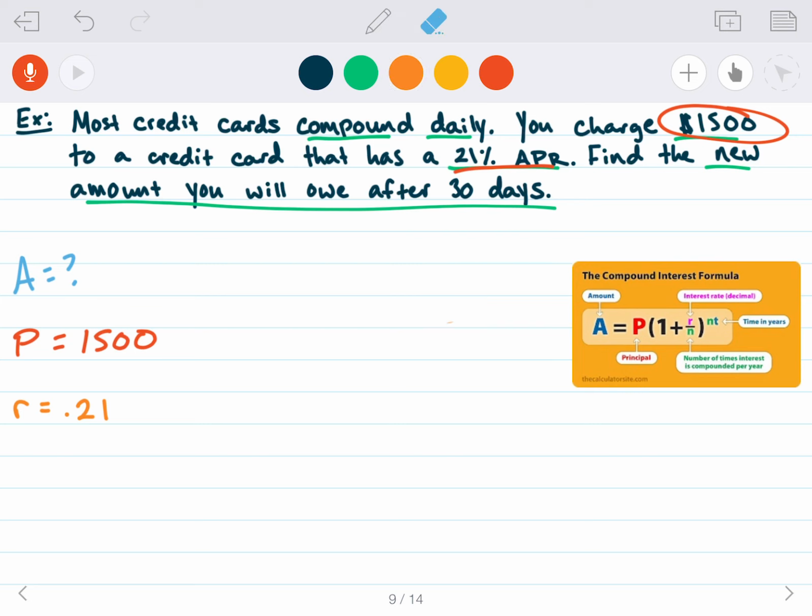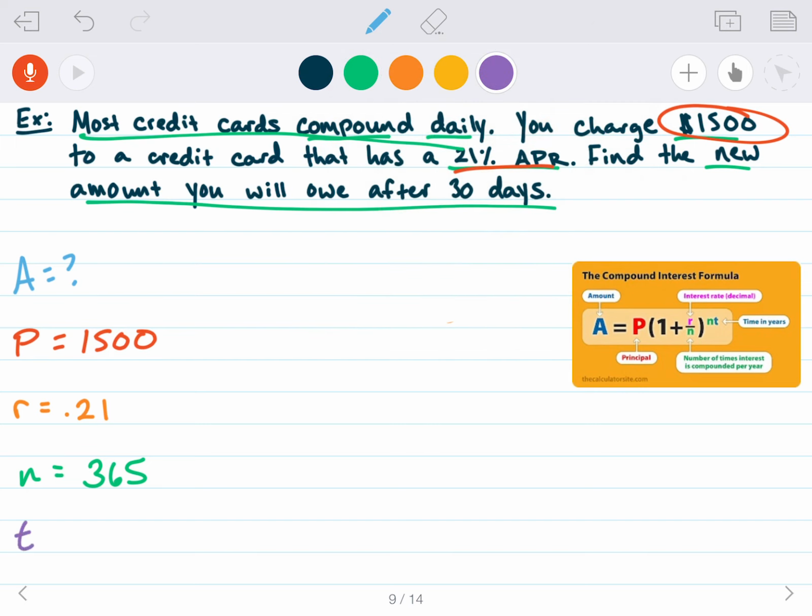What else are we missing here? We have P, R, N. What is N going to be? How many times a year are we compounding? If we compound daily, every single day this credit card balance is compounded. How many days are in a year? That's 365, right? So N is going to be 365. The first sentence says we compound daily, so this amount is going to change every single day for the entire year. So that's 365. And finally, T.